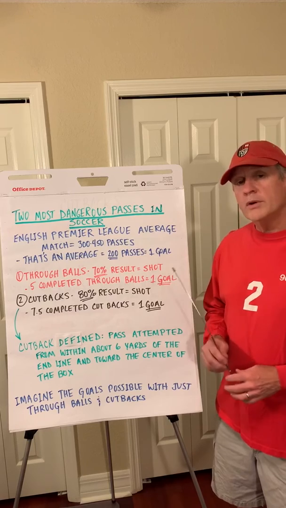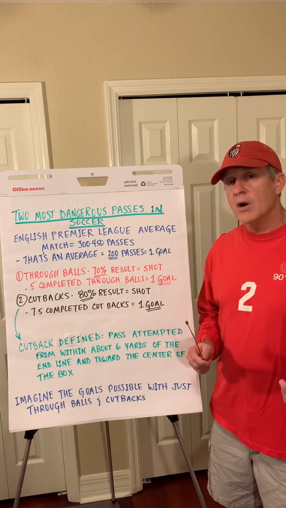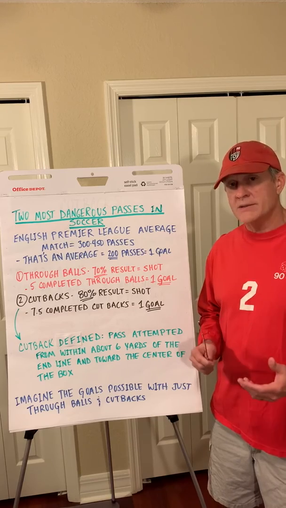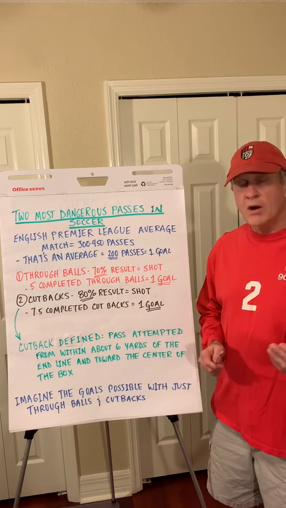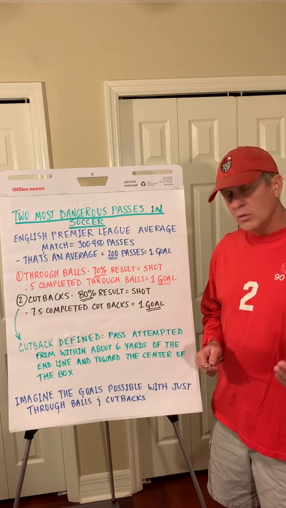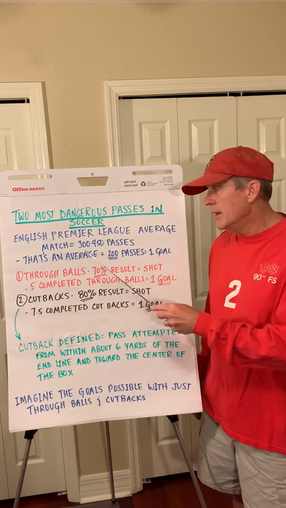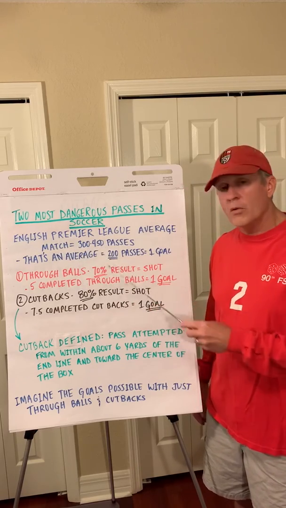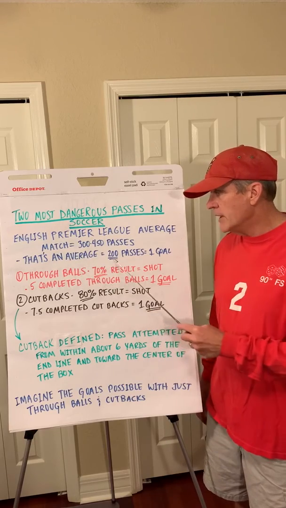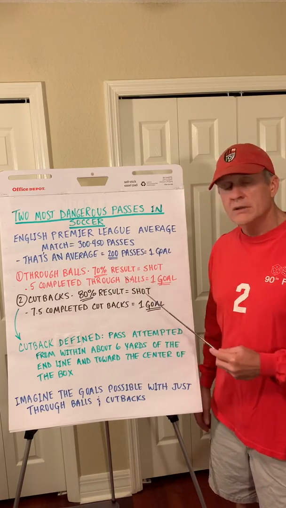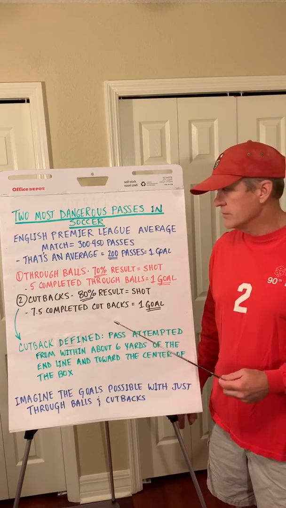So in a 2014 article by an author called Michael Cayley in the Washington Post, he talked about the two most dangerous passes in soccer: through balls and cutbacks. And I know we talked about through balls last time. We'll talk about cutbacks tonight. In the English Premier League, he said there were about 300 to 450 passes in a game or a match. And of that, he said it took about 200 passes to equal one goal. And we don't even want to think about how many turnovers occur.